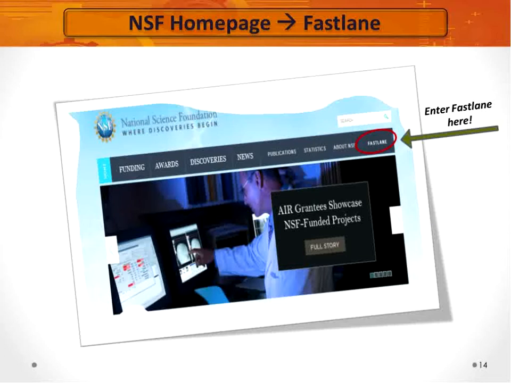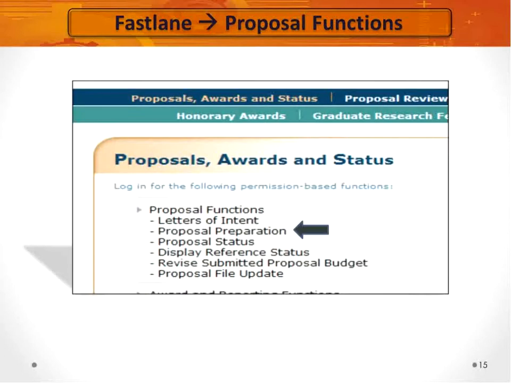The first step is the NSF homepage, found at www.nsf.gov. Look for the Fastlane button in the upper right corner. Your proposal work will be done in Fastlane.